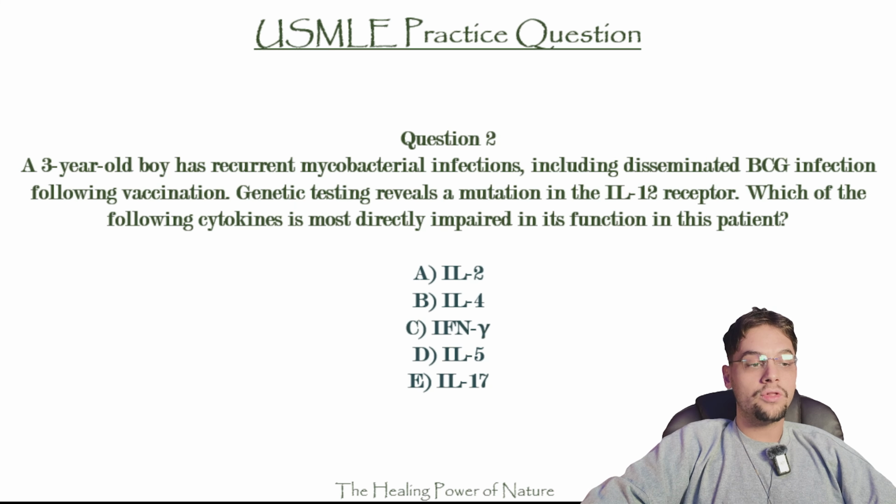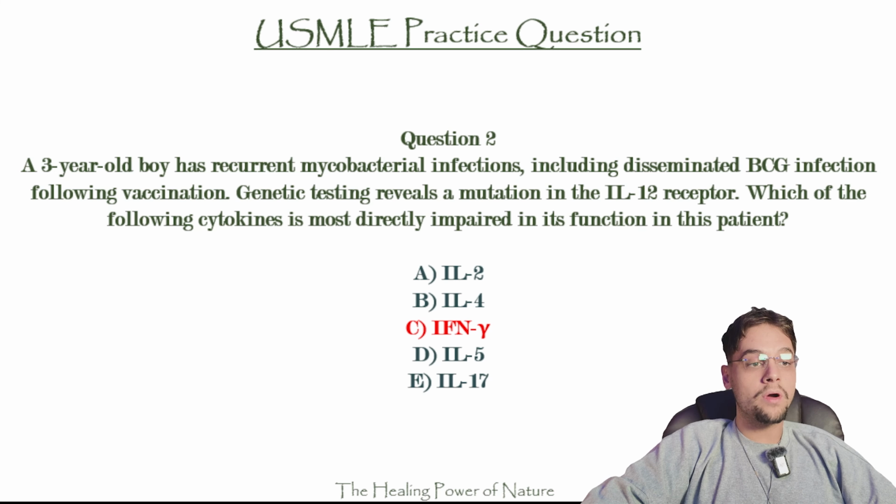Let's go ahead and jump into another question. I'll go ahead and give you a few minutes, then we'll come back and review the question together. So if you chose C, that is correct. Remember that IL-12 is essential for Th1 differentiation. This leads to interferon gamma production, and a deficiency in the IL-12 receptor results in an inability to properly activate Th1 responses, making the patient highly susceptible to mycobacterium infections.